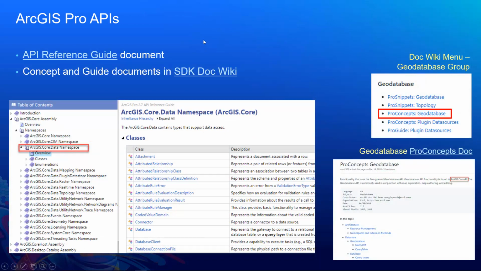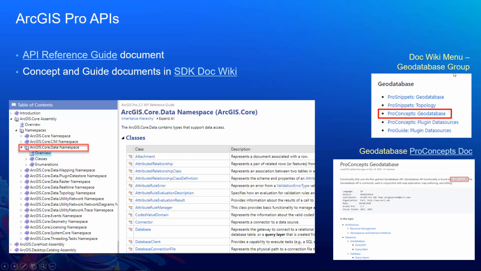Okay, so the API reference guide document. This is the best place to actually get the full view of all of the capabilities, the namespaces by assembly, and all of the classes and methods that participate in the full API for each namespace. Here is the ArcGIS.core assembly, and you can take a look at some of the namespaces here. We took a look at the ArcGIS.core namespace. Again, this is for a lot of geodatabase capabilities.